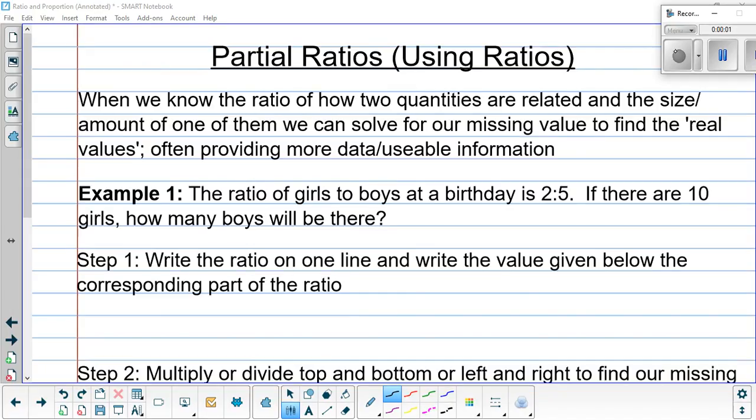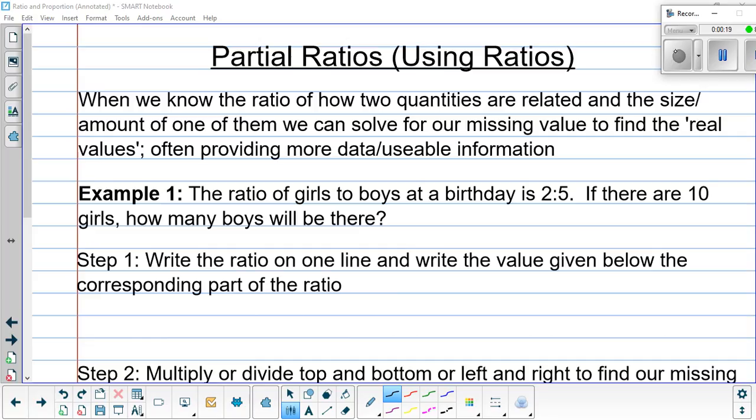So here we're talking about partial ratios and how we're going to use these ratios. When we want to know the ratio of how two quantities are related and the size amount of one of them, we can solve for a missing value. So this can help find real values in questions.